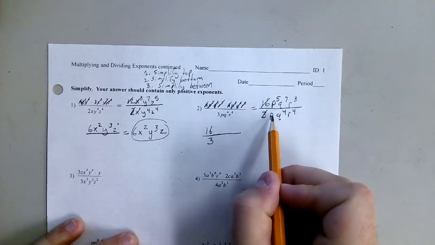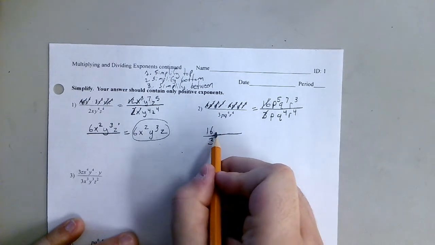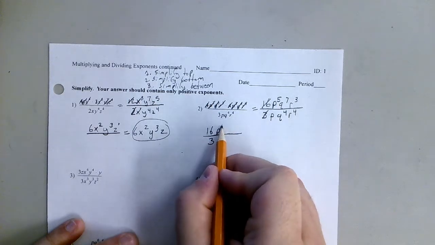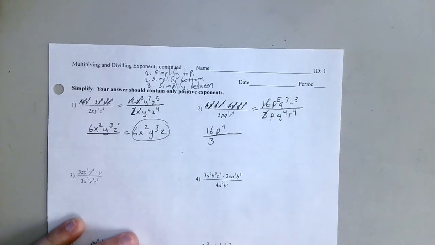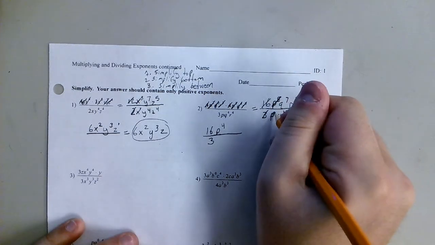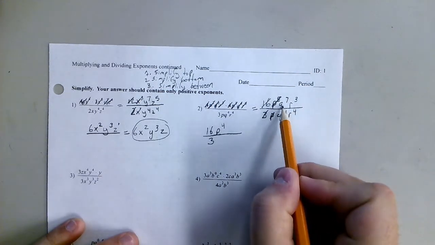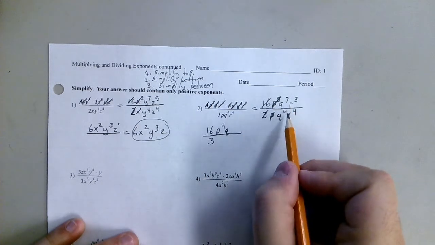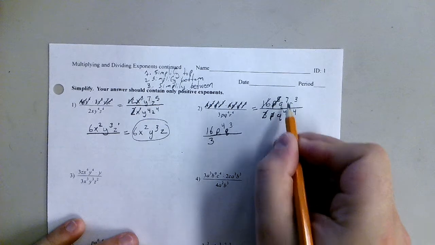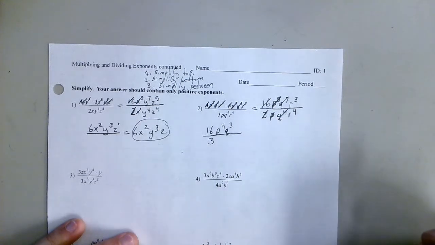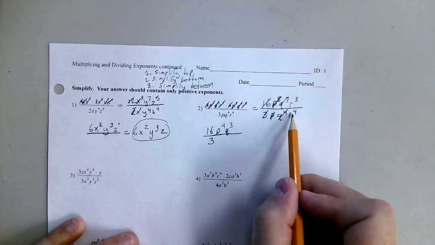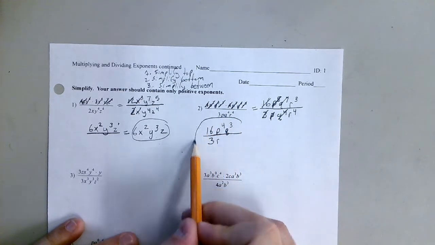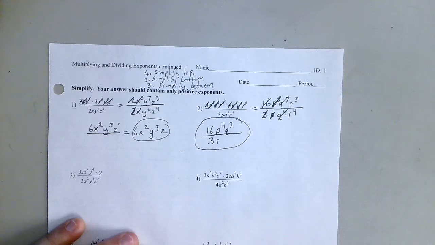Then my p's. I have more p's up top, so my leftovers are going to be up there. And I have 4 more up there because 5 minus 1 is 4. So I'm done with the p's. Now q's. I have more up top. So that's where I'm going to have them left over, and I have 3 more up there because 7 minus 4 is 3. And then r's, I have more in the bottom, and just 1 more. So I can just leave it just like that.